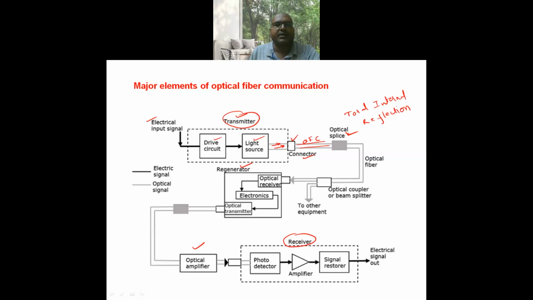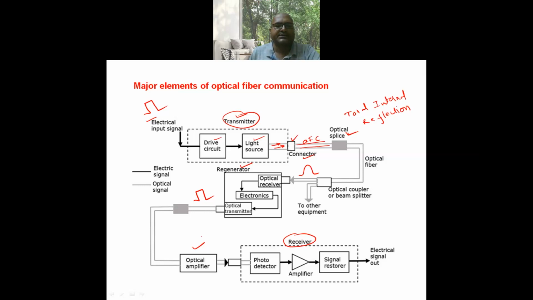And the next block is the regenerator block. Let us say this is the signal transmitted, and after traveling some distance, it may get distorted. Regenerators are used so that the signal gets to its original shape. At the output of the regenerator you will get the signal which was transmitted originally.